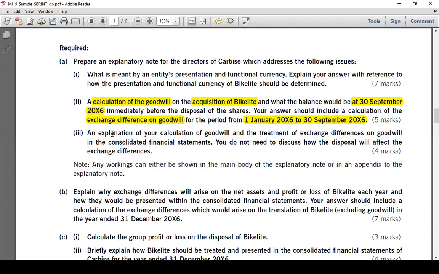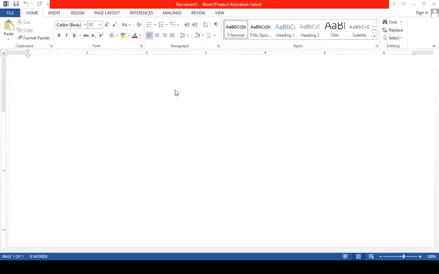And then the question says an explanation of your calculation of goodwill and the treatment of exchange differences on goodwill in the consolidated financial statement. So this is what ideally you should be understanding how to write in the exam. So Cindy, your question was to discuss how to write in the SBR exam. So let me open the Word document. And we're going to discuss in this.